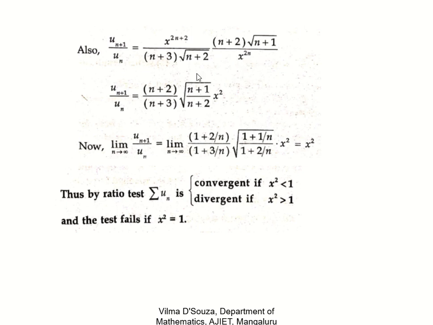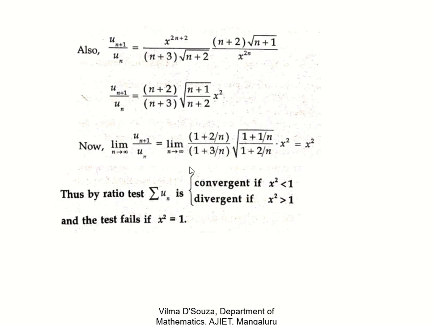So cancel the terms whichever possible. You have (n plus 2) by root (n plus 2) into root (n plus 1), (n plus 3) root (n plus 2). Here x to the power 2n plus 2 by x to the power 2n, so only x square remains. Find the limit of this term as n tending to infinity, limit n tending to infinity u_{n+1} by u_n.